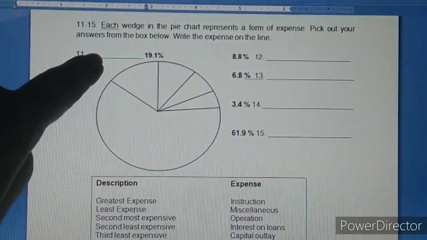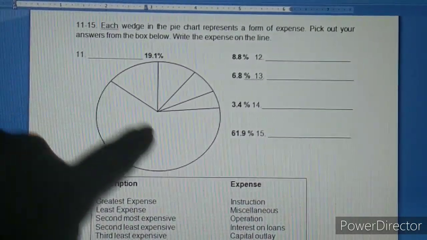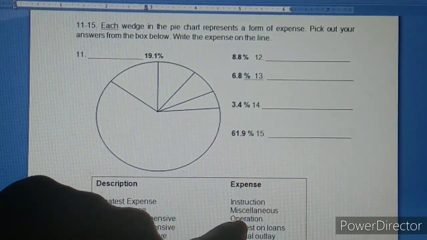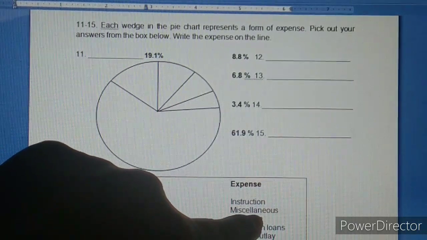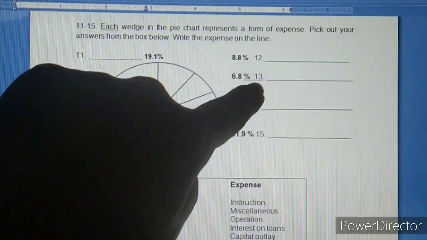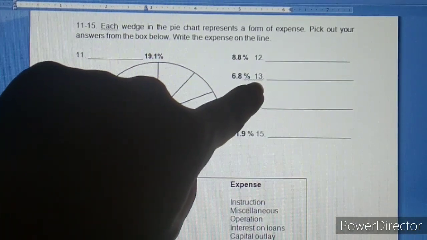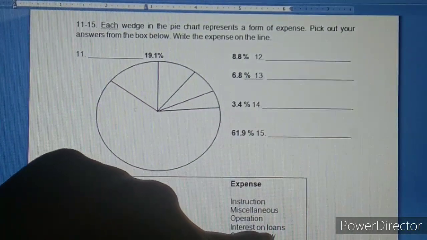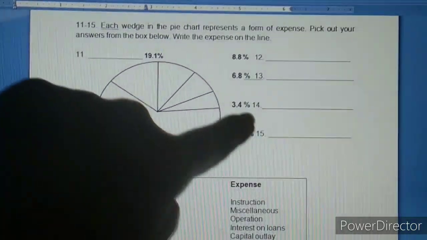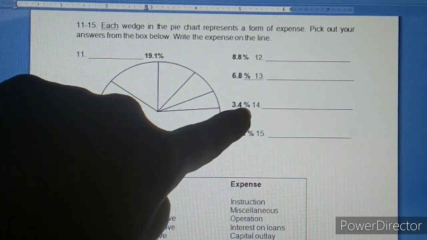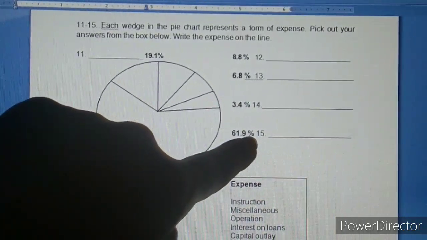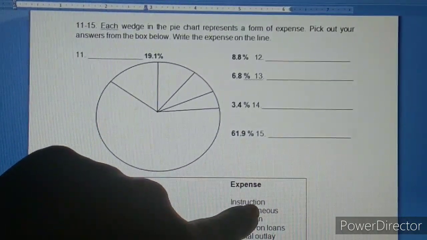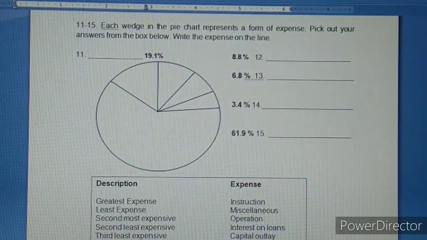So number 11, the correct answer is operation. Number 12, the correct answer is miscellaneous. Number 13, the correct answer is interest on loans. Number 14, capital outlay. And number 15, instruction. So that's it for items 11 up to 15.